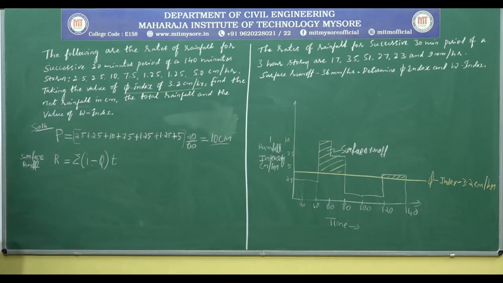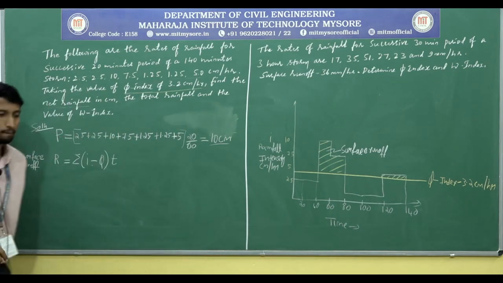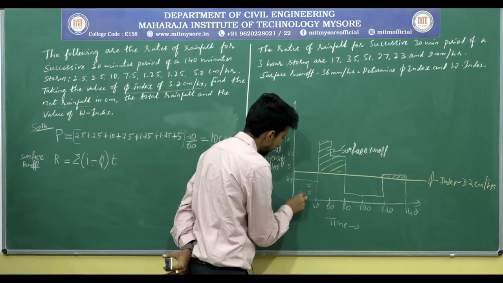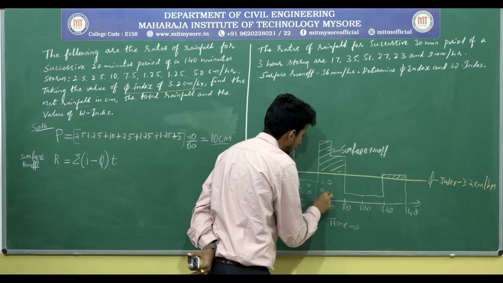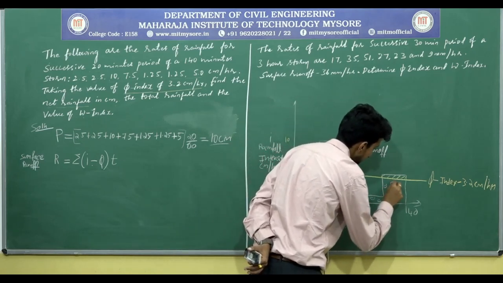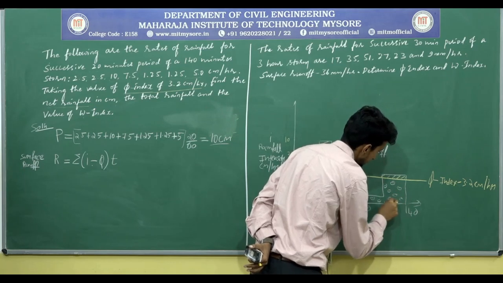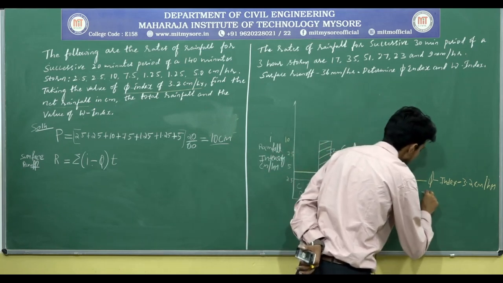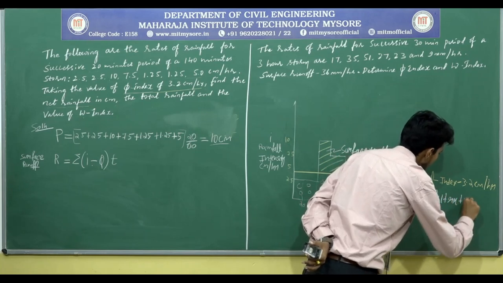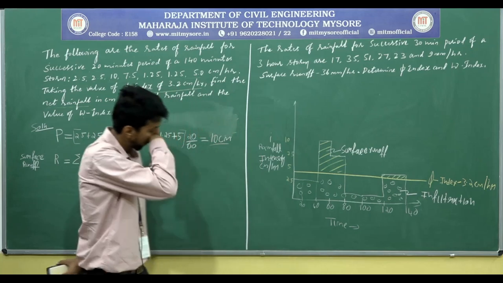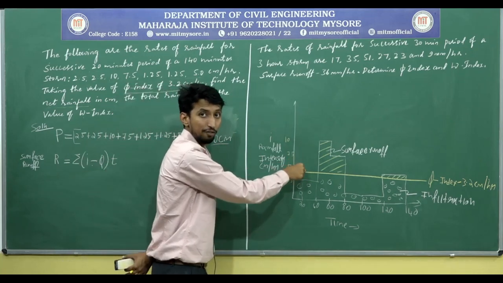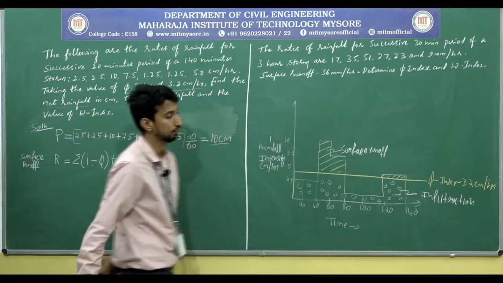Again, I am going to mark this bubble shape. All these things are the infiltration. Okay. Above phi index, it is surface runoff. Below phi index, it is infiltration.